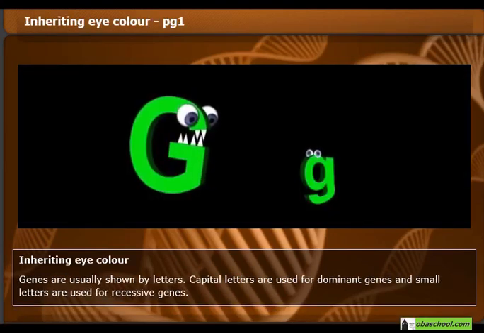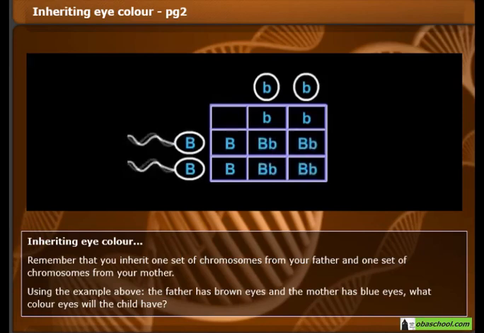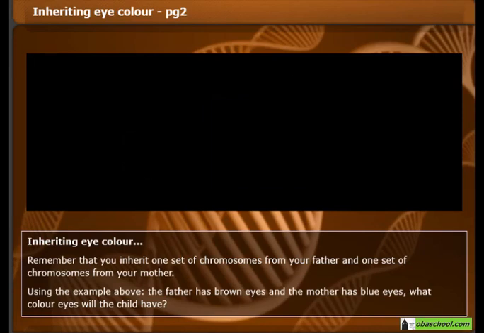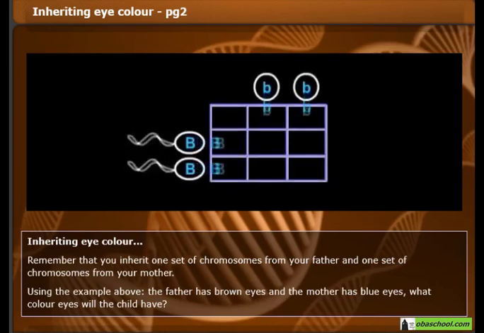Inheriting eye colour. Genes are usually shown by letters. Capital letters are used for dominant genes and small letters are used for recessive genes. Remember that you inherit one set of chromosomes from your father and one set of chromosomes from your mother. Using the example above, father has brown eyes and the mother has blue eyes. What colour eyes will the child have?